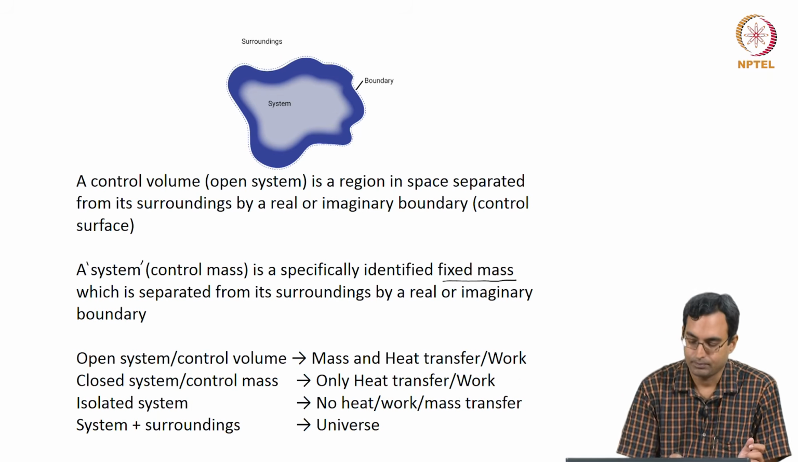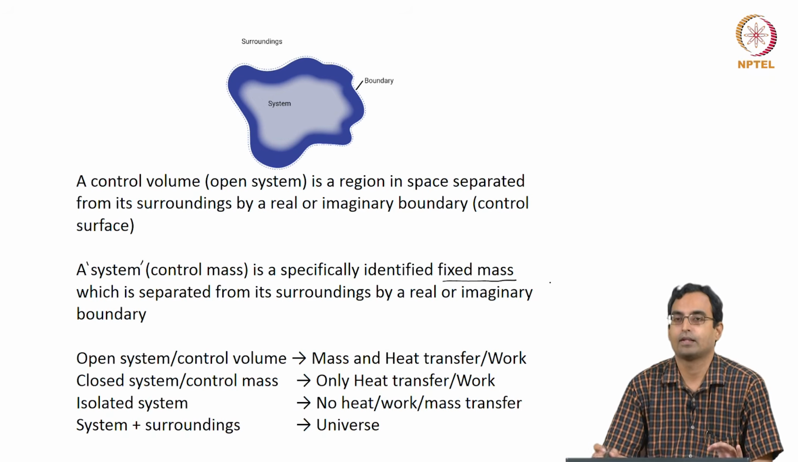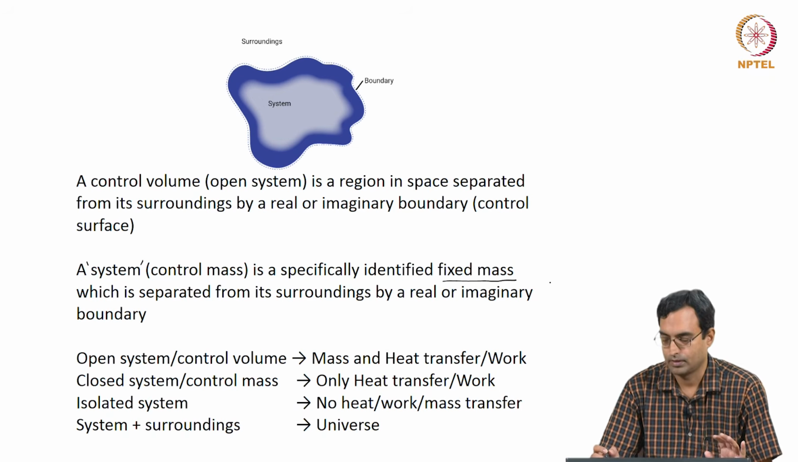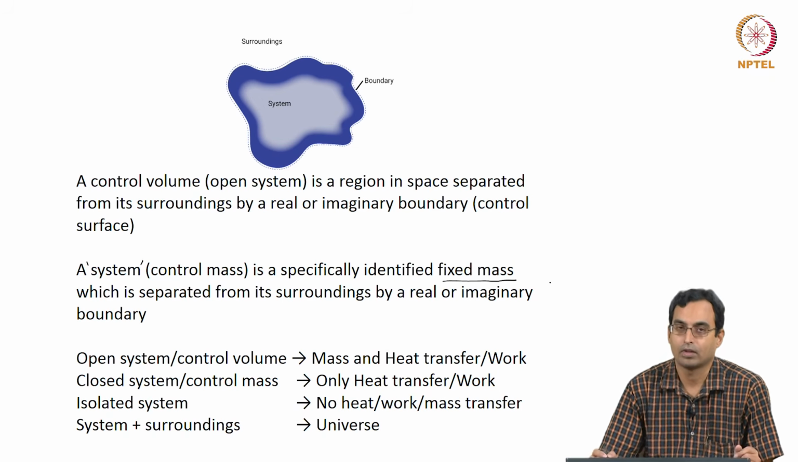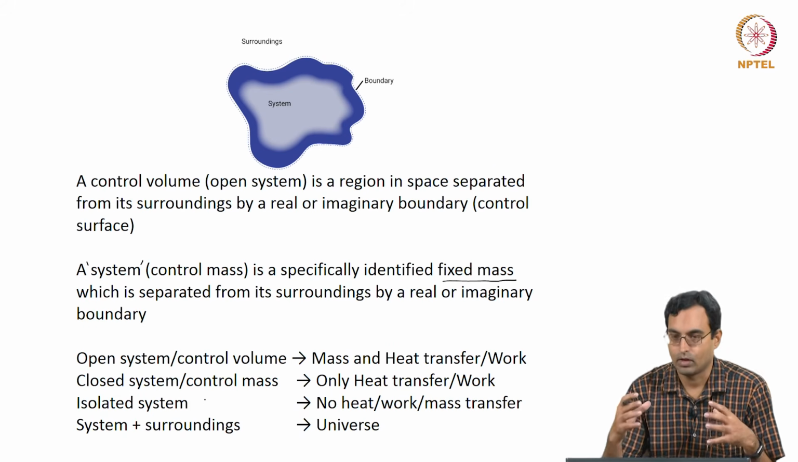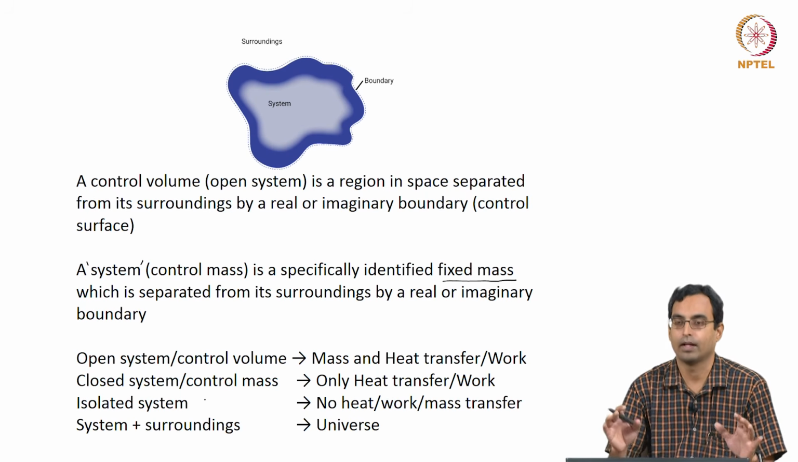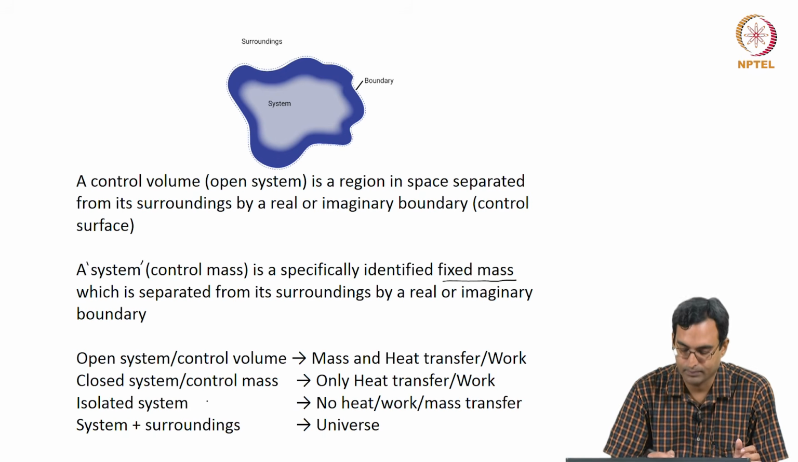If you have a system which is essentially a control mass, where there is no heat transfer, there is no work transfer and there is no mass transfer, then we call that an isolated system. So, essentially something which is not interacting with the surroundings because there is no transfer of heat, work or mass, we call it an isolated system.